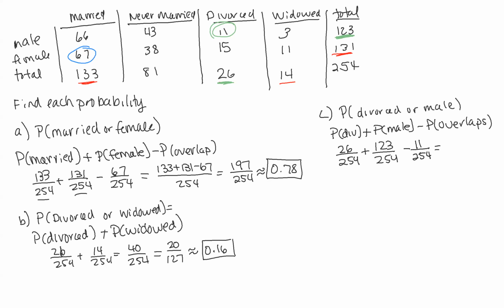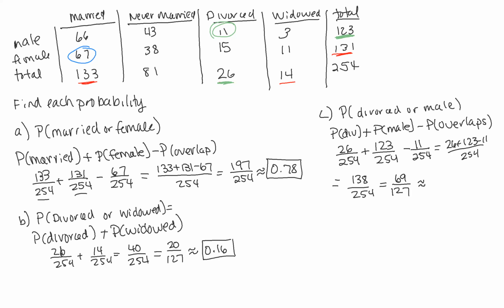Now what that's going to give me is 26 plus 123 minus 11 out of 254. So that's going to give me 138 out of 254. If you reduce this, you can use your calculator. You would get 69 out of... not 69 out of 254. Hold on. I've got a mistake on my sheet. So you get 69 out of 127.